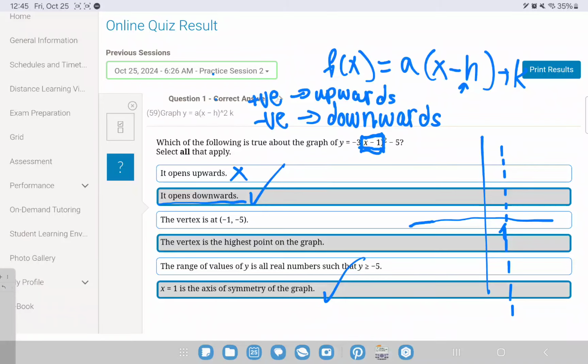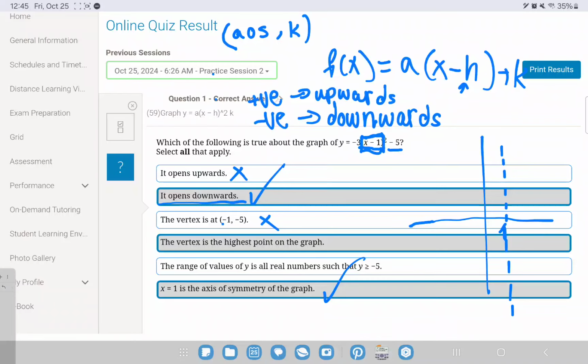And we know that our vertex is (h, k). So here k is negative 5, which means they got this part of it right, but this has to be 1, not negative 1. So that's why this is wrong.